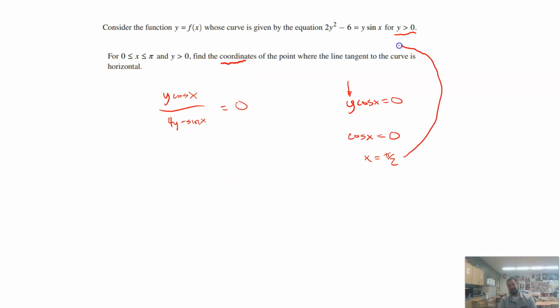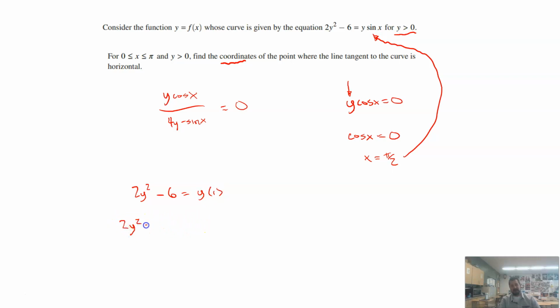It doesn't just want the x value, it wants the y value as well. So I have to take that pi halves and plug it back into my original function to find out what the y value is. So I get 2y squared is equal to 6 times y times the sine of pi halves, which is 1. So I have to solve this equation now.